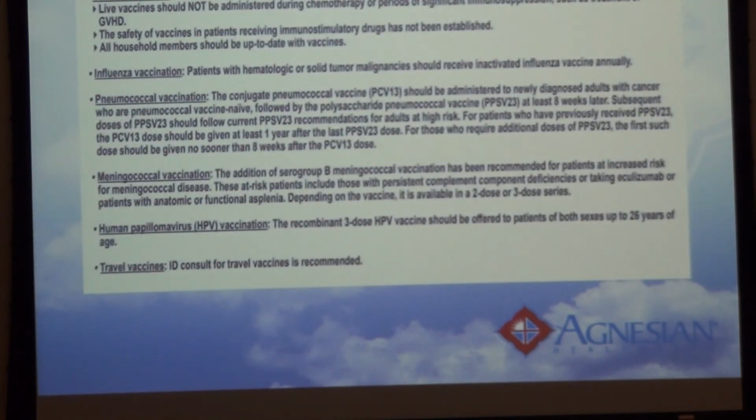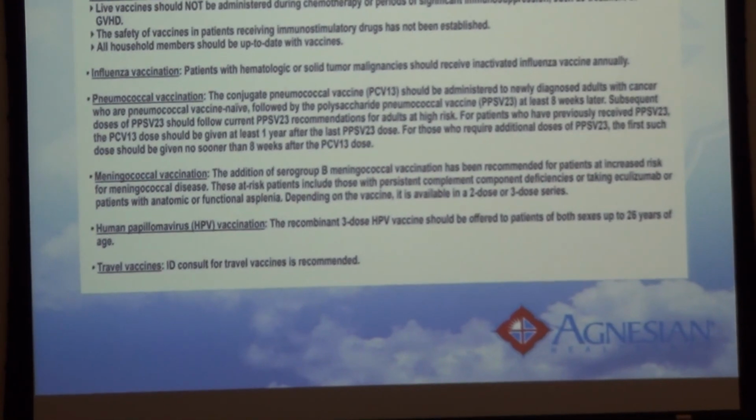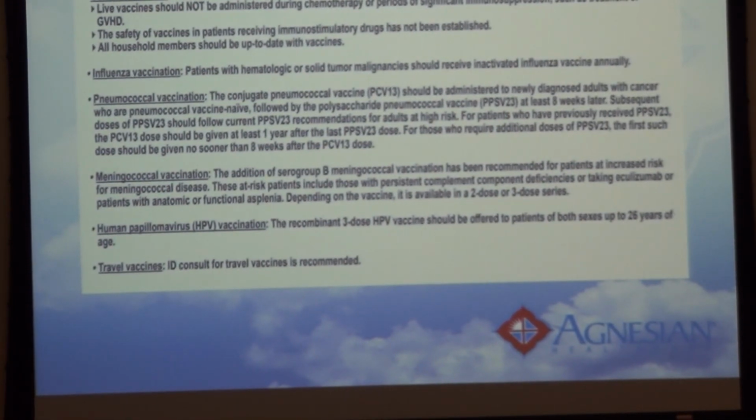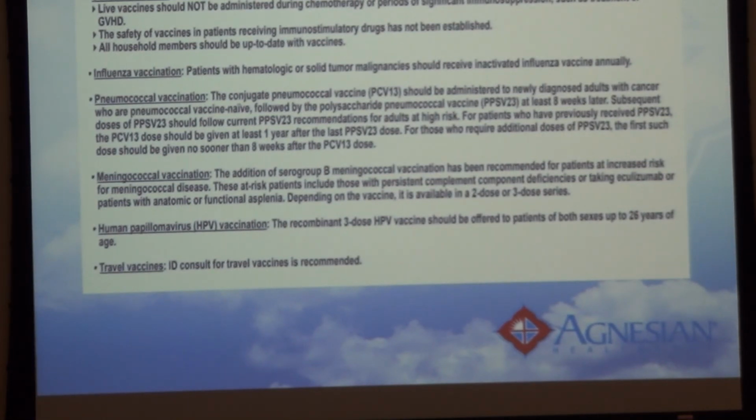Here's your vaccination recommendations. The big takeaway that I like to point out here is don't give them live vaccines. There are a few different live vaccines. Varicella is live, with the exception of Shingrix, which is out now, an inactivated varicella vaccine, but nobody can get it. They brought it to market and it's on back order indefinitely. And then MMR is also a live one.